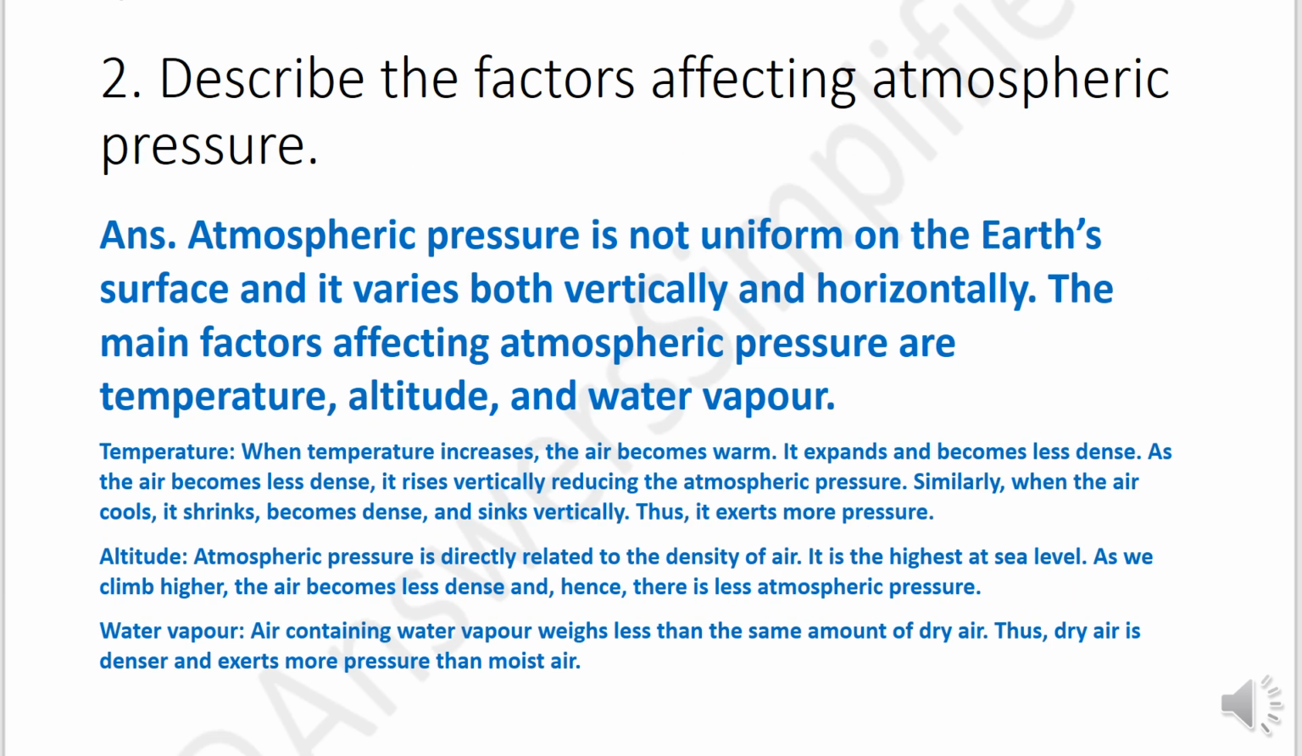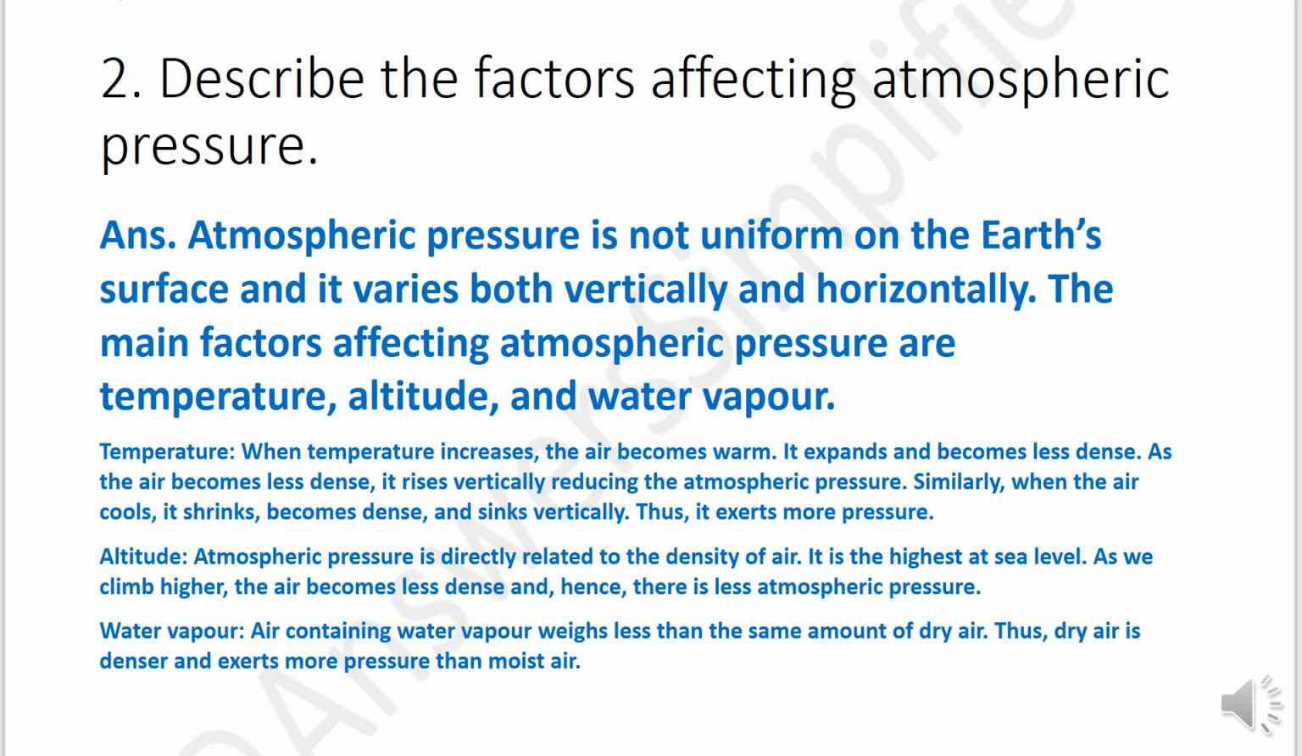Question 2. Describe the factors affecting atmospheric pressure. Answer: atmospheric pressure is not uniform on the Earth's surface and it varies both vertically and horizontally. The main factors affecting atmospheric pressure are temperature, altitude, and water vapor.